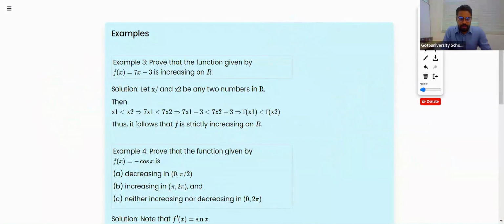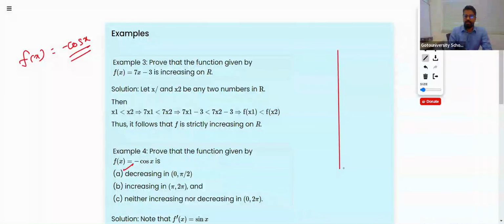Yes. Prove that the function given by f of x is equal to minus cos x. We have multiple sub questions. Is it decreasing in the interval 0 to pi by 2? First, let us see how this function operates in the four quadrants, the practical aspects. After that, we'll use the differentiation concept.